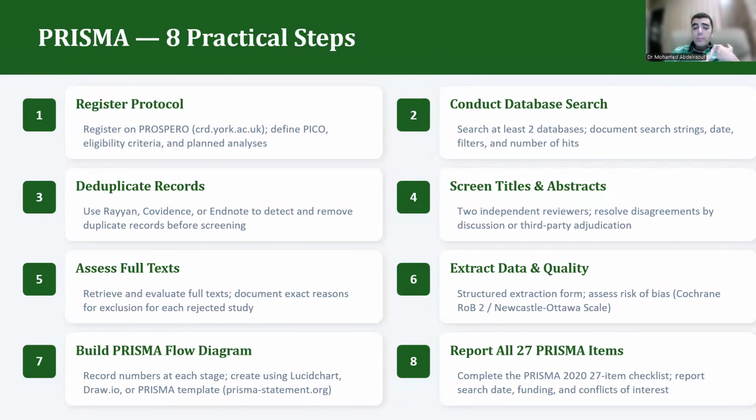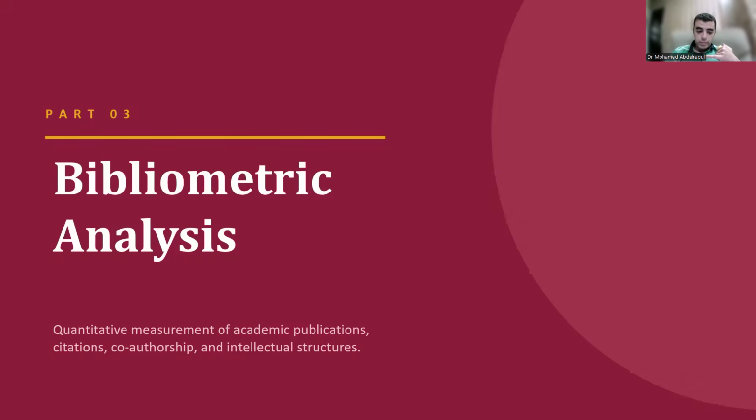So there are 8 practical steps: register protocol, conduct database search, remove duplicate records, screen title and abstract, access full text, extract data and quality, build PRISMA flow diagram, and report all these diagrams. Last but not least, there is also the meta-analysis, but we're going to discuss it in upcoming sessions for sure.